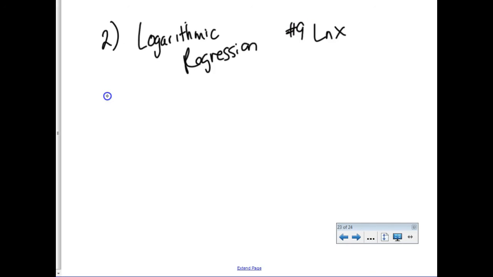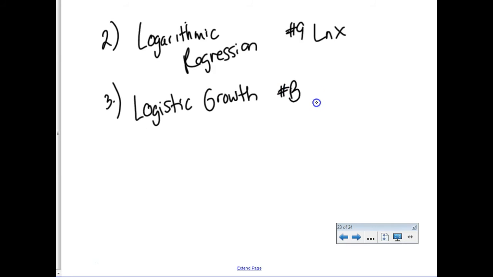All right, number 3. They kind of spilled the beans there. If you look ahead to part B for number 3, it says find the logistic model. So, spoiler alert, it's logistic growth. Which, I call it number B, but you know what I'm saying. Logistic. And then 2, 3, 4.